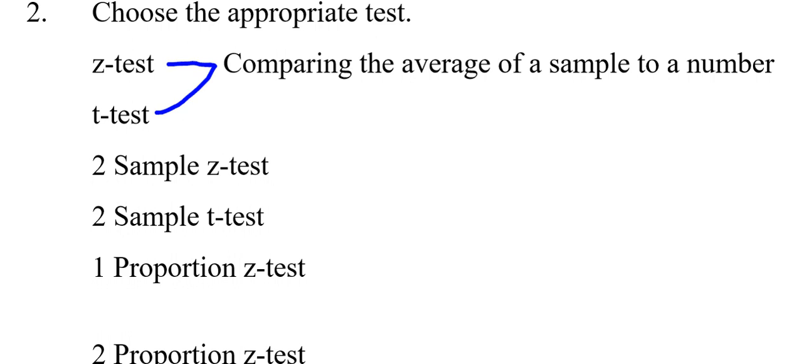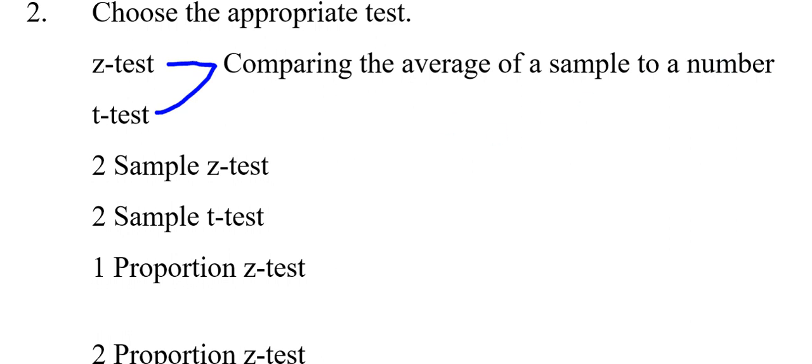Well, the nice thing is it's very similar to the work we did in the last unit. If you have 30 or more data points, you're going to use a z-test. If you have less than 30, or if you don't know the standard deviation, you're going to use a t-test. Okay, so the key though is that these are for comparing the average of a sample, like average GPA of students at OHS, to some number, like a national number.